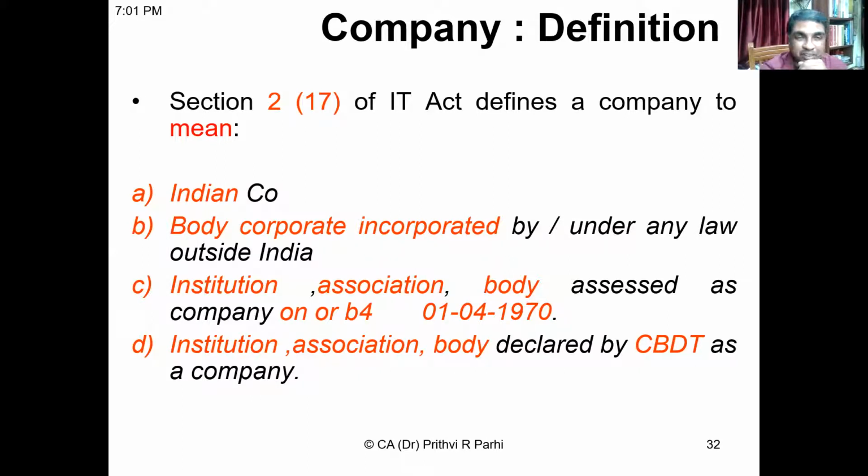All Indian companies are companies. Or if a body corporate is incorporated under any law outside India, that means foreign companies are also companies. And if a particular association or institution is already being assessed as a company since 1/4/1970, that will continue to be assessed as a company. And the last point says the Central Board of Direct Taxes can declare a particular institution, association, or body as a company. Once that is declared, they will be assessed as a company. Understood?